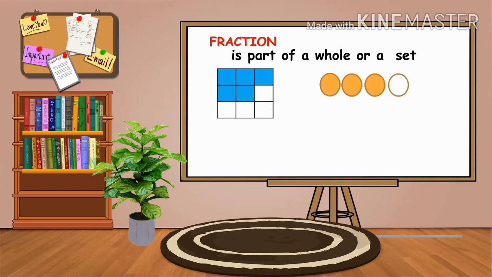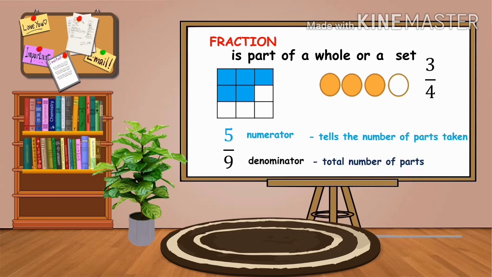So we name this fraction as 3/4. Then, this fraction is 5/9. And don't forget, ang fraction ay may mga parts. So yung 5 o yung number na nasa itaas, tinatawag yan ng numerator. So ano ba ang numerator? The numerator tells the number of parts taken. So yun yung naka-shaded region or part dun sa fraction. Then, yung 9 is the denominator or the total number of parts. Then, the numerator and the denominator is separated by a fraction bar.